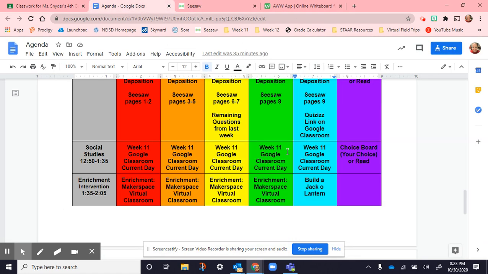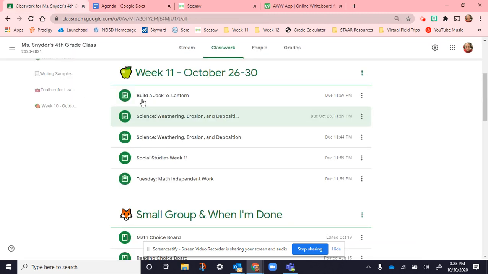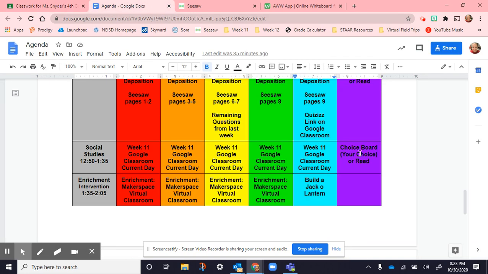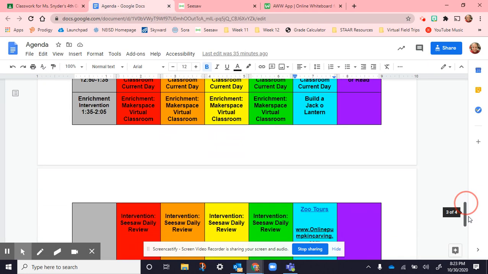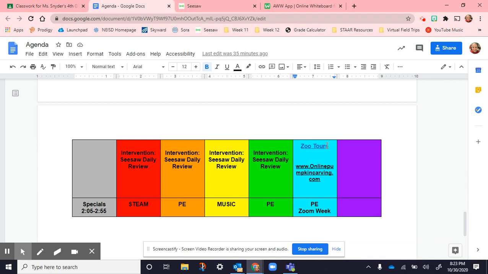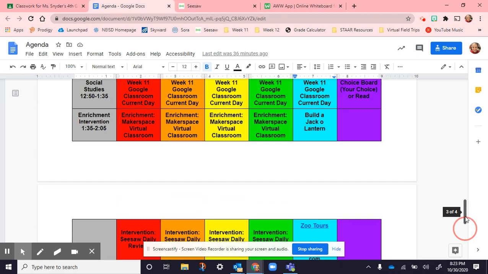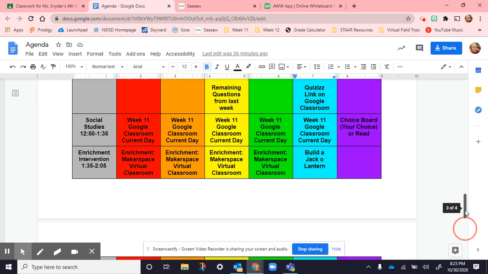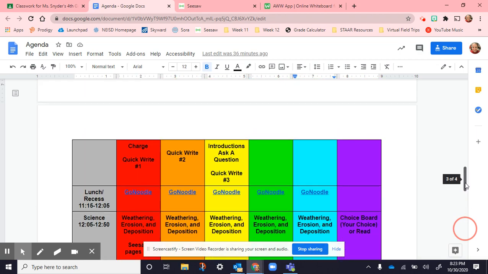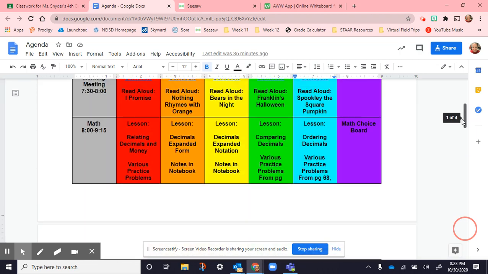And then we had this build a jack-o'-lantern was on right here on Google Classroom. And then that was an option for students to do. There was a zoo tour thing that they could do. And then this online pumpkin carving. We had some fun Friday at the very end during our intervention time. And I think that was everything.